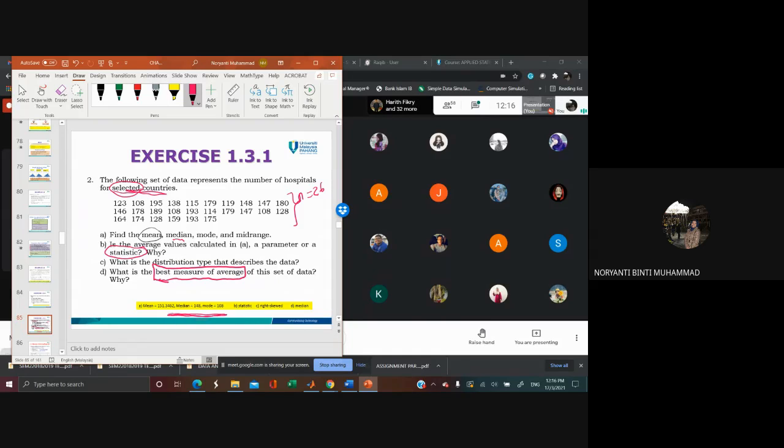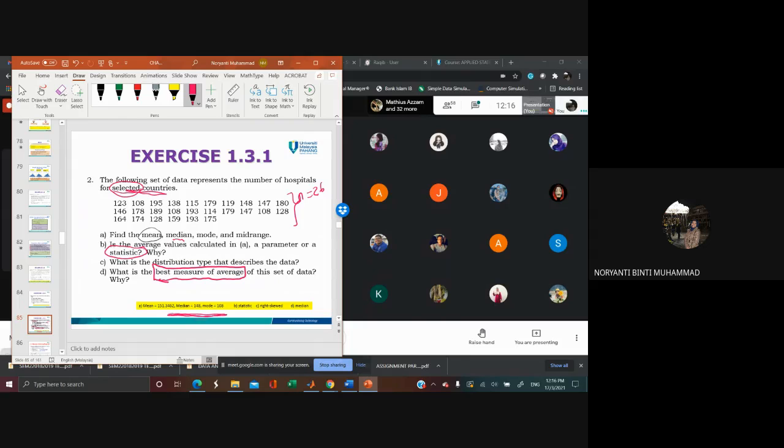So similar for your data set assignment later. Okay, after you know what is your shape of the data, you have another question like this. So you must understand, if your data is symmetric, the best measure for average is mean. If your data set shape is skewed to the right or to the left, the best measure of average is median. Okay, so that one is best measure of average.